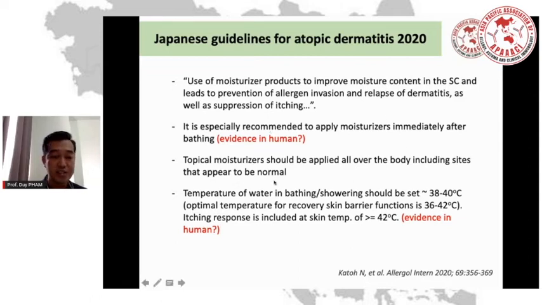And they also suggest that the temperature of the water used in bathing or showering for AD patients should be set about 38 to 40 Celsius degree, because the optimal temperature for recovery of skin barrier function is about 36 to 42 Celsius degree. However, we tried to find the evidence that they cited, but there was no direct evidence, or there was evidence in animal model but not in human, to support this recommendation.